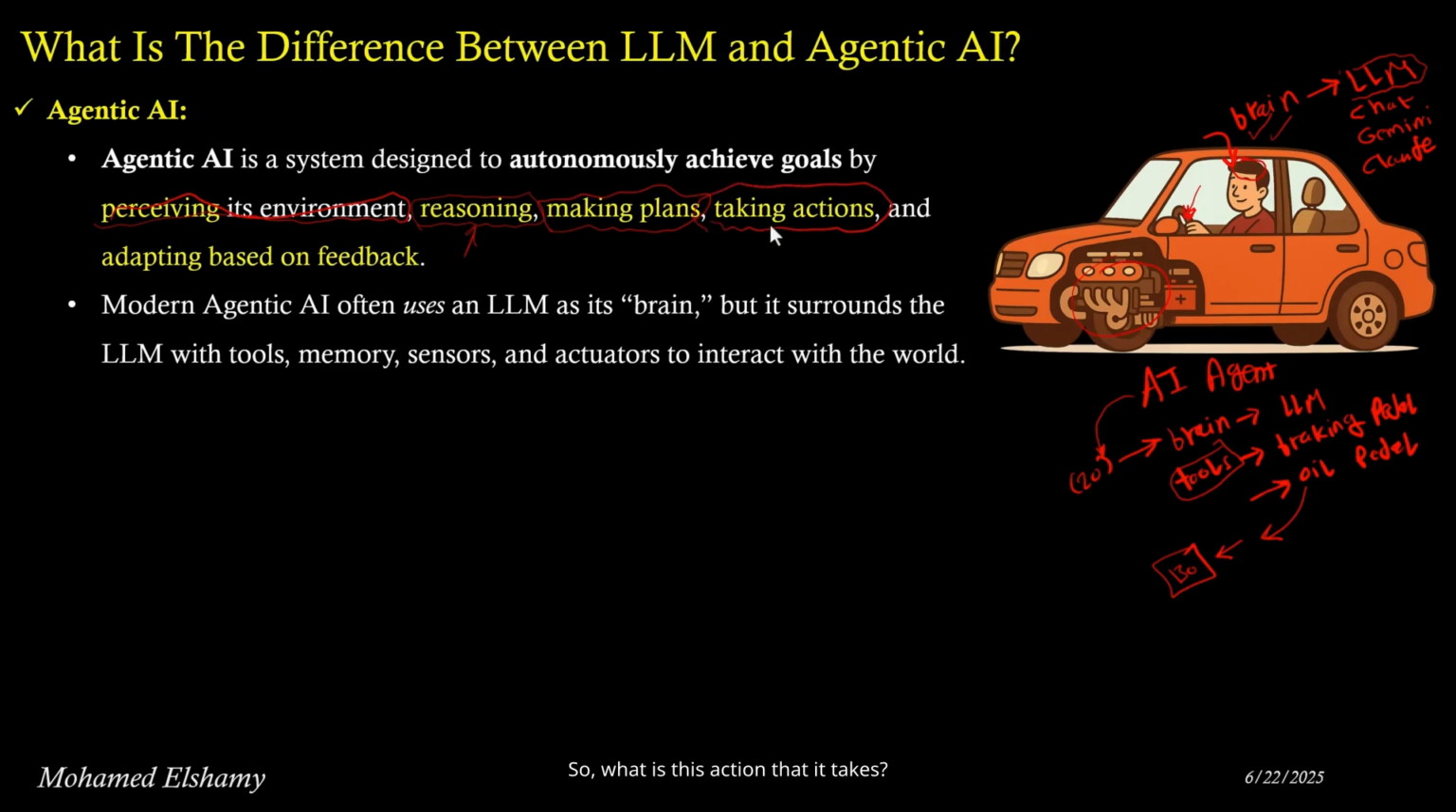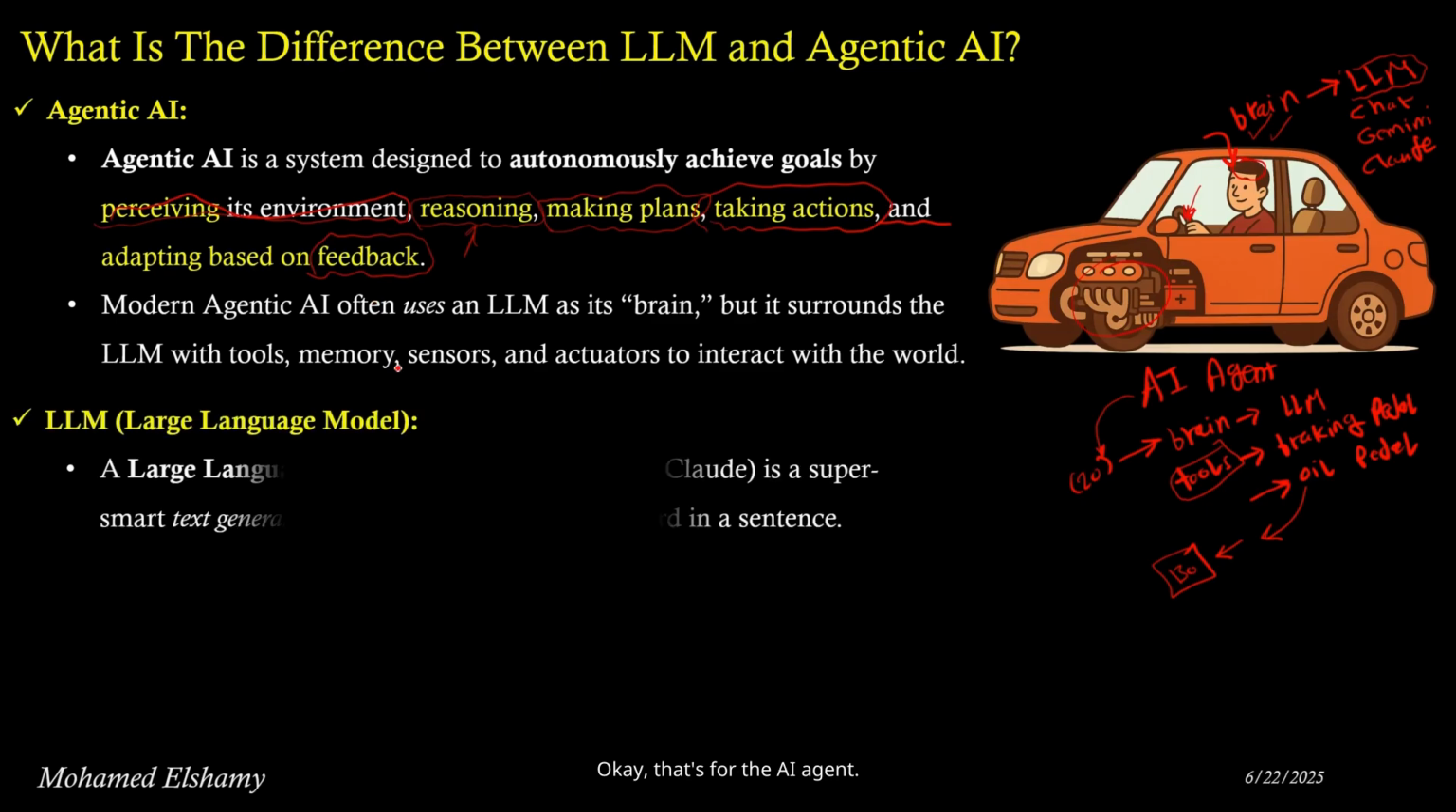So what is this action that it takes? For example, it might press the gas pedal or the brake pedal. After it takes the action, it starts to get feedback on the action it took. Like we said, after it speeds up, the speed shows up on the dashboard, so it immediately knows that the car is now going fast, so I keep my foot steady on the gas pedal, and so on. Okay, that's for the AI agent.